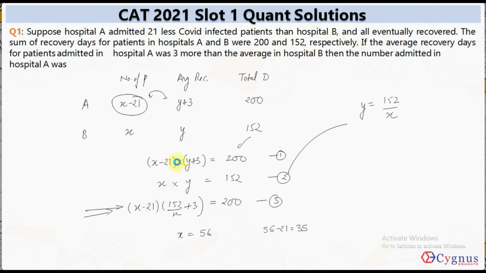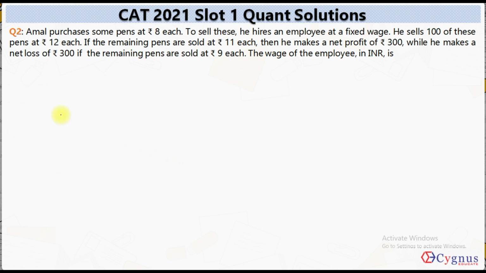Let's look at question number 2. Again, options are not given here. What is given here? Amal purchases some pens at rupees 8 each. How many pens? That is missing. So let's assume that the total number of pens he purchases is X. So his investment becomes how much? The cost price for him will become 8 into X.